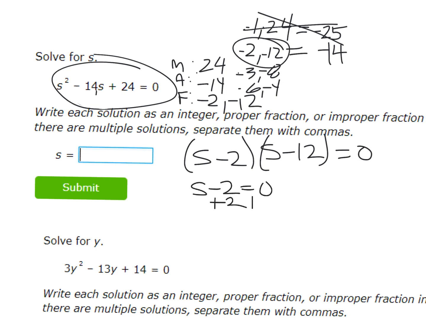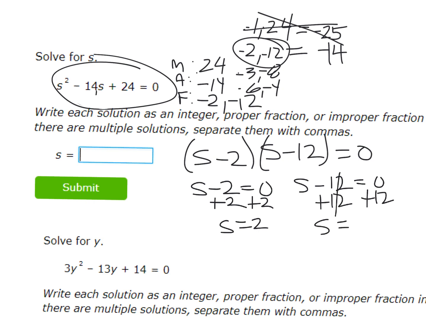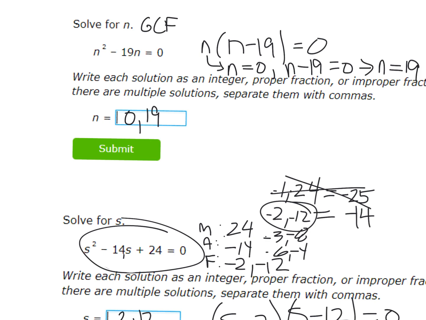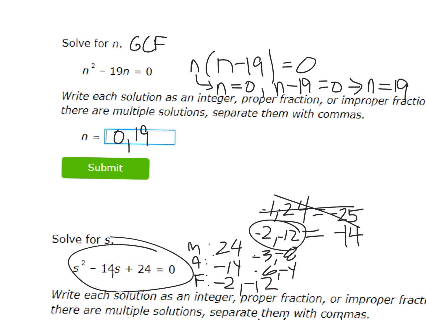Add 2 to get s equal to 2. Here, set this equal to 0. Add 12. s equals 12. And that would be your answer, 2, 12. So like I said, these two problems are exactly the same type of idea where we factor first and then set our factors equal to 0 and solve.